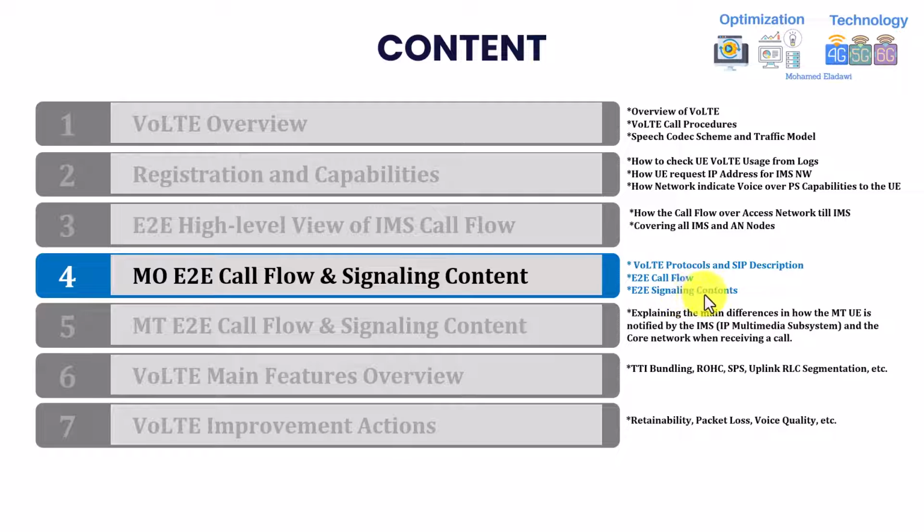We'll go through as much as we can and explain the contents of the messages to make it clearer how to do troubleshooting and analysis once you understand the signaling contents. I suggest that if you didn't watch the previous two sessions, you go and watch them first before watching this one, because it will make it easier and facilitate your understanding. So let's move forward to the next slide.